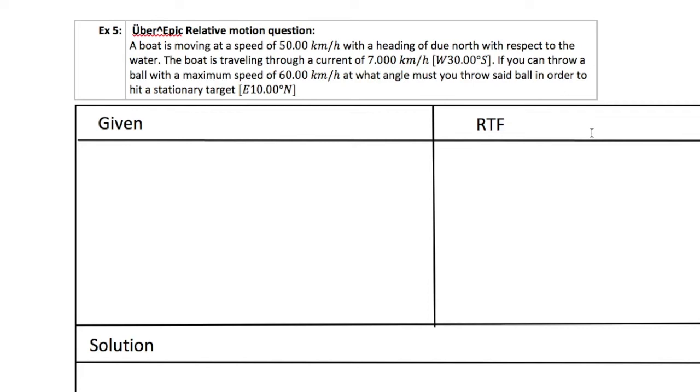A boat is moving at a speed of 50 kilometers per hour with a heading of due north. Wait, this sounds exactly like the last question. With respect to the water, the boat is traveling through a current of 7 kilometers per hour, west 30 degrees south. Wow, it sounds exactly like the last question. Weird. If you can throw a ball at a maximum speed of 60 kilometers per hour, same question as before. How is this any different? At what angle must you throw said ball in order to hit a stationary target? Ah, there it is. Right here. East, 10 degrees north. That really does seem like a very minor change.